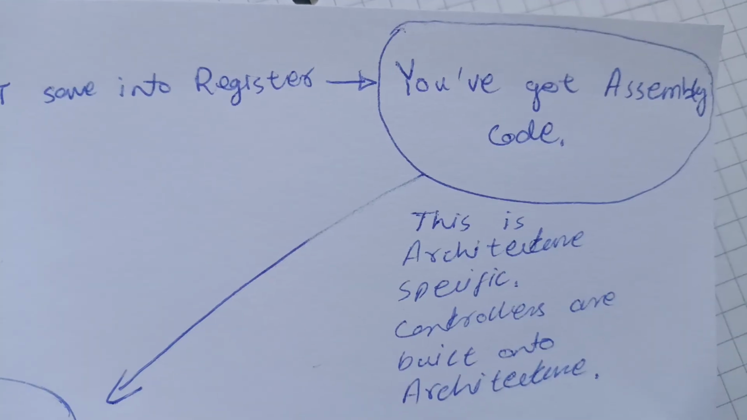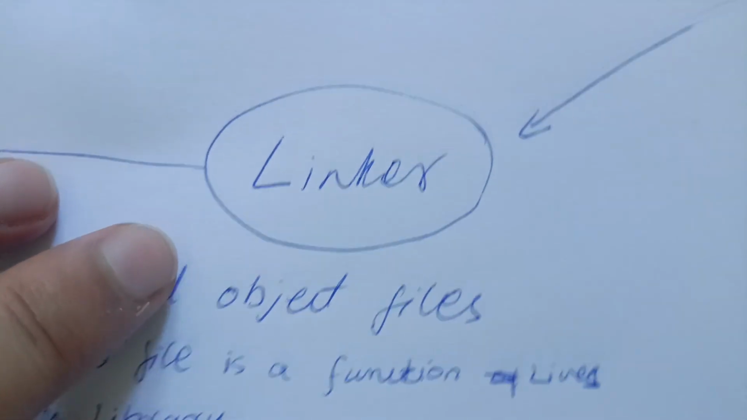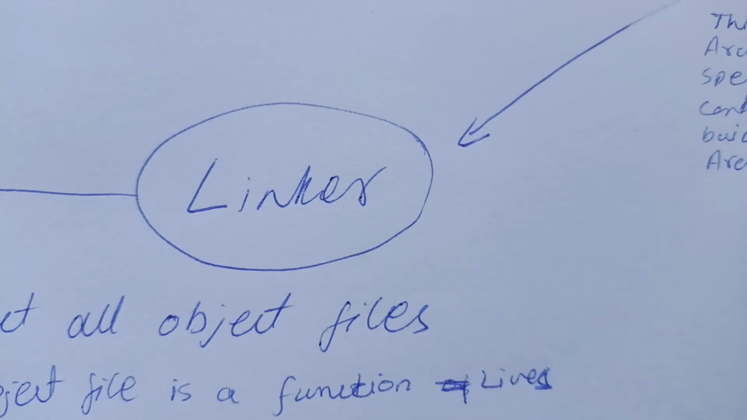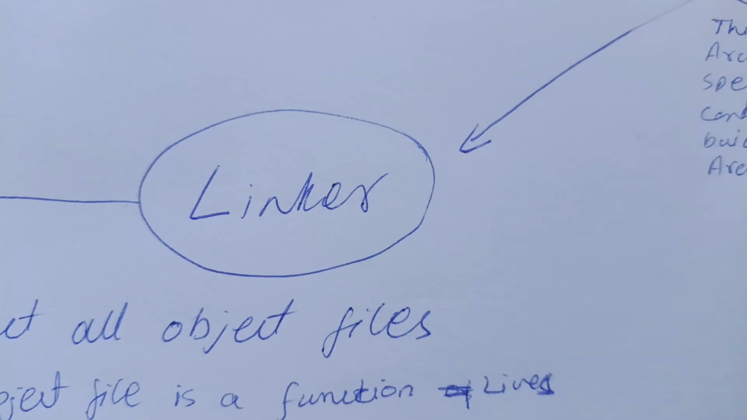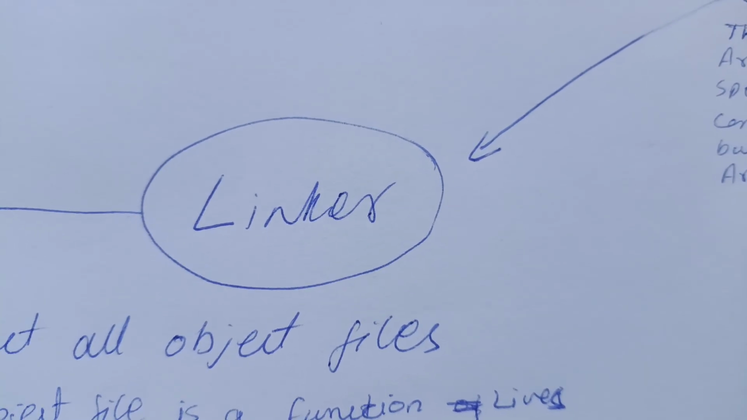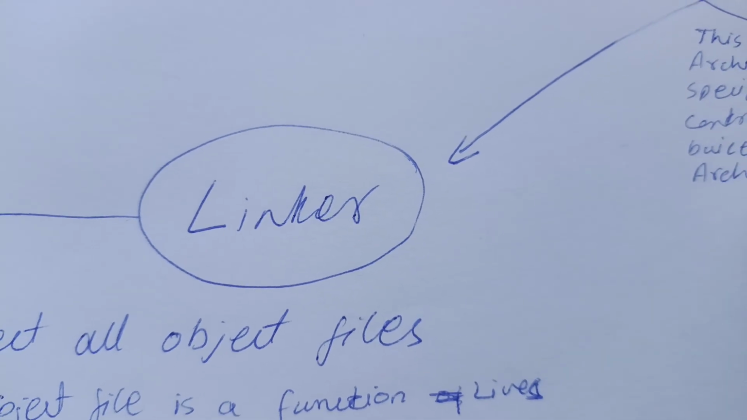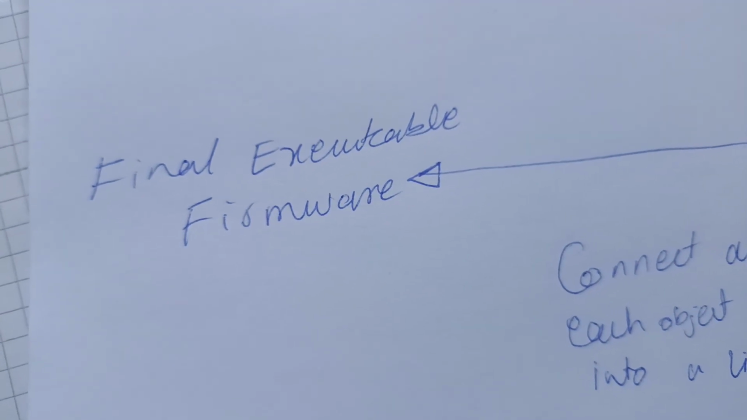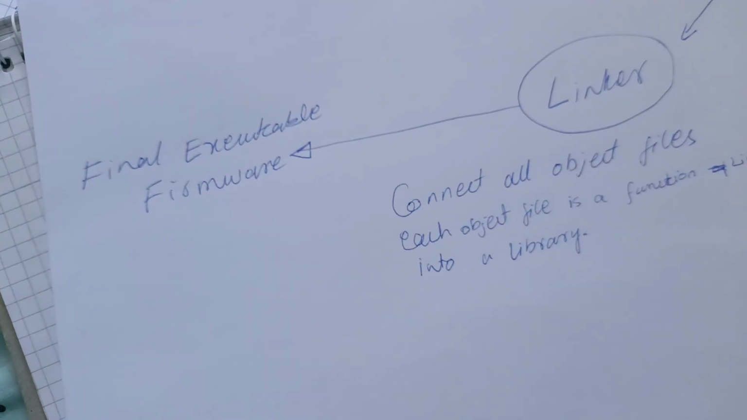Now these object codes go into the linker. What the linker does is combine all those libraries and functions. For example, if you use a math library, it takes that library or function and glues all those things into a single final executable firmware. So this is how the firmware is created.